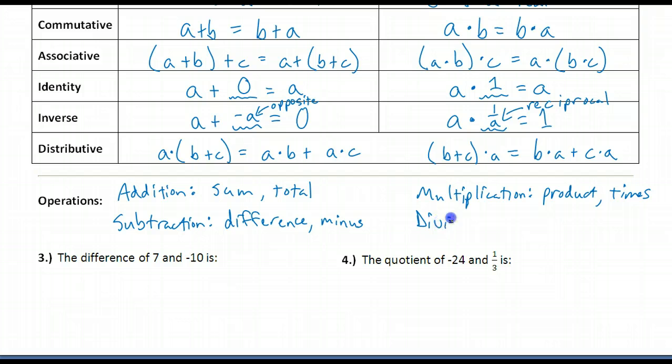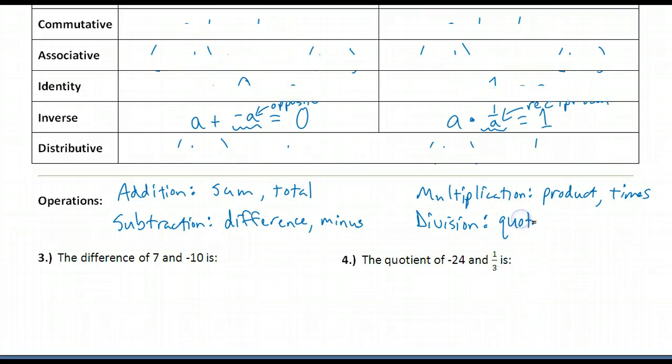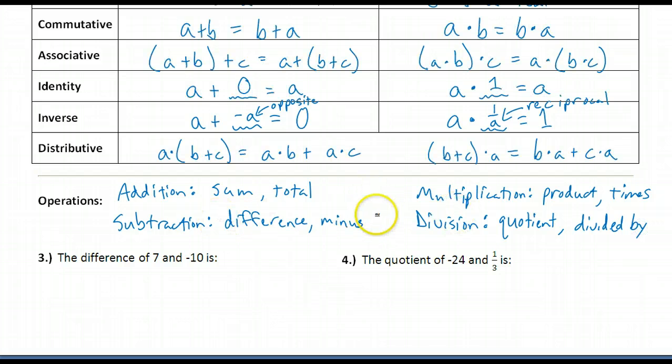For division, we have quotient and divided by. Now these aren't the only words that mean these things. These are just some examples.